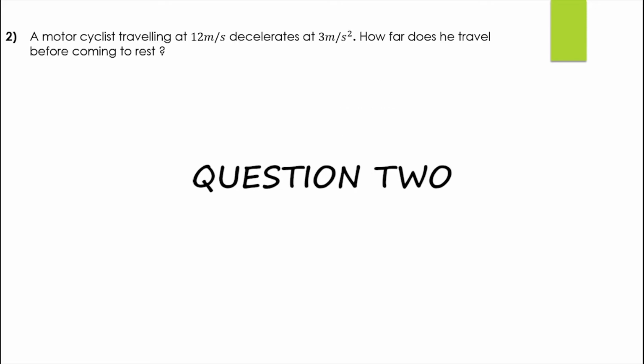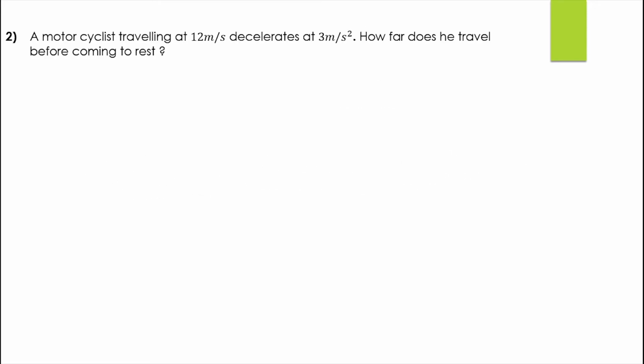So we come to example 2. A motorcyclist traveling at 12 meters per second decelerates at 3 meters per second squared. How far does he travel before coming to rest? Before we start anything in such a question, which really involves equations of motion, we need to collect our data.